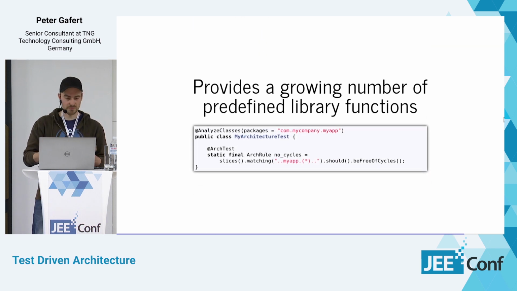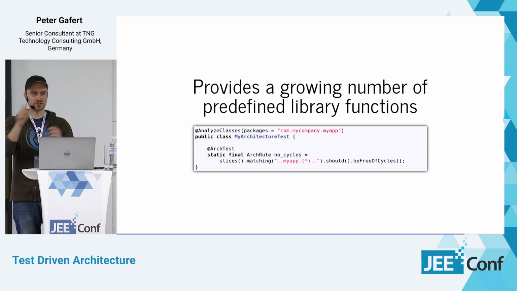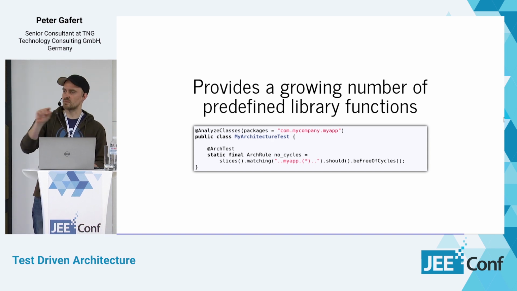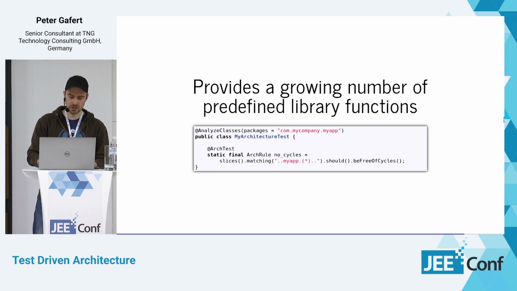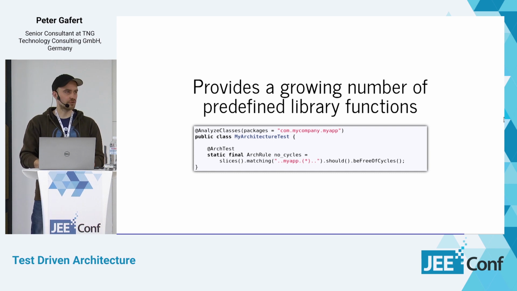And there's a growing number of library functions, like the slices should be free of cycles. There's also layered architecture, where you can just write, I have the layer controller, the layer service, the layer persistence, and they should access each other in a certain way. You can write this very concisely, or use the PlantUML support. In the future there will be more and more features.